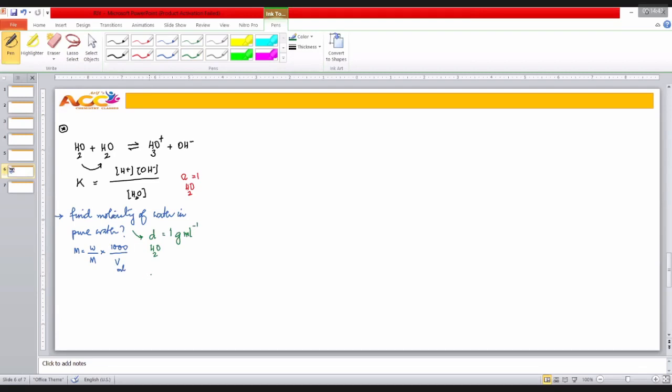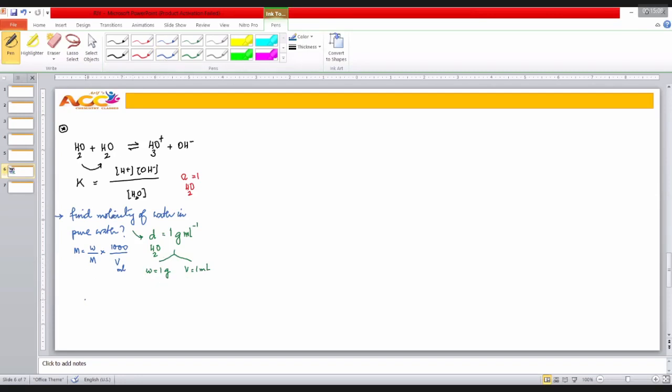Right? Now, what is the meaning of 1 gram per ml? Basically, understand it. Whenever you take 1 gram of water, this should occupy 1 ml. Wherever you take 1 ml of water, this should weigh 1 gram. That is the meaning of the word density. And if you understand that, let us apply this one here.